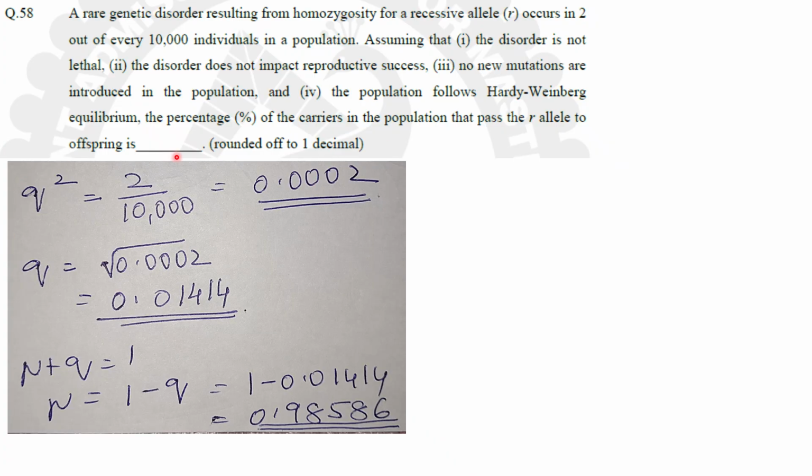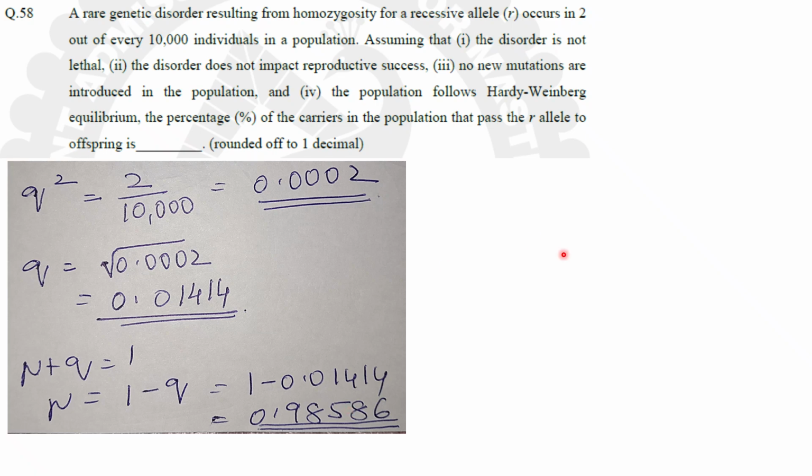Now they have given q squared, that is 2 by 10,000. From there you have to find q. q is the frequency of the recessive allele, so take the square root of that. You know p plus q is equal to 1, so p is equal to 1 minus q.